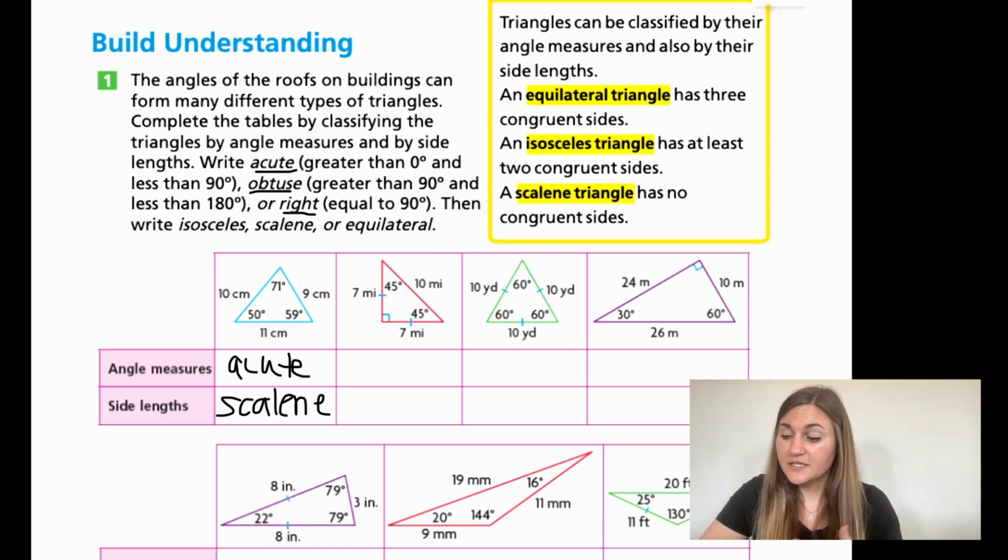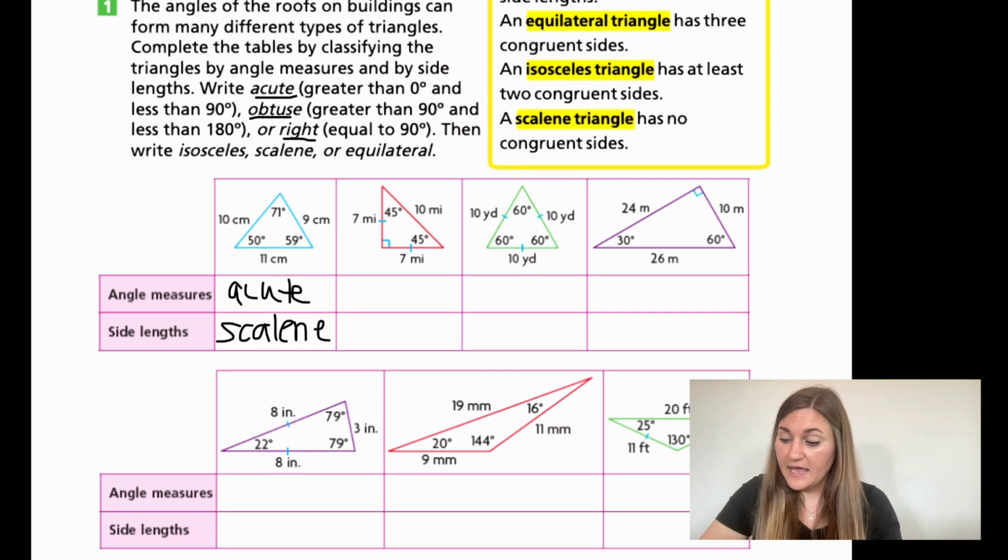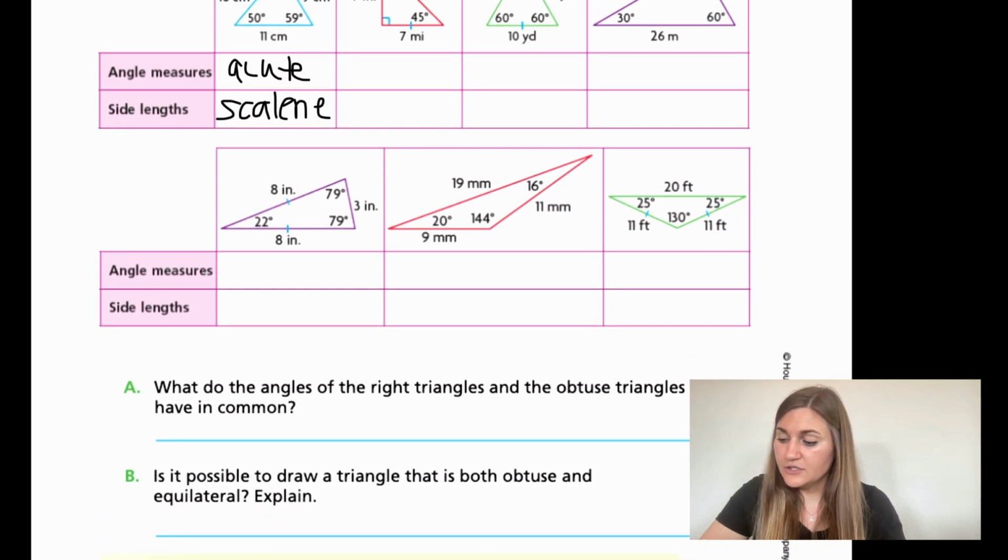All right, and then you're going to finish those graphs. Then for A, it says, what do the angles of the right triangles and the obtuse triangles have in common? And then for B, is it possible to draw a triangle that is both obtuse and an equilateral? So if it is obtuse, that means it's bigger than 90 degrees, and can all 3 of the sides be equal if that angle is bigger than 91 degrees? And then explain. All right, so go ahead and try your best on this lesson and then come back and we will solve it together. So go ahead and hit pause here.